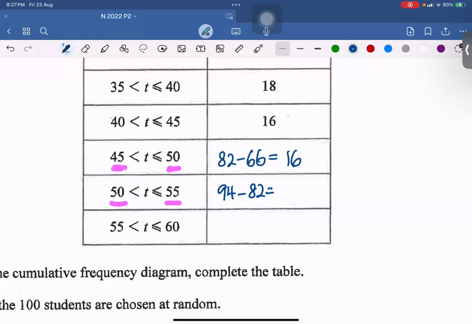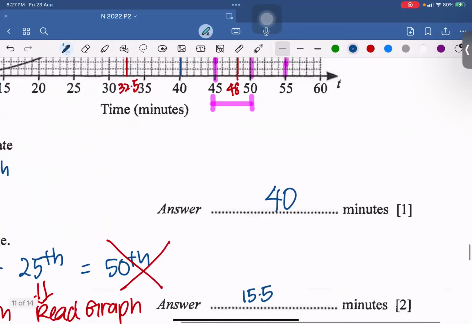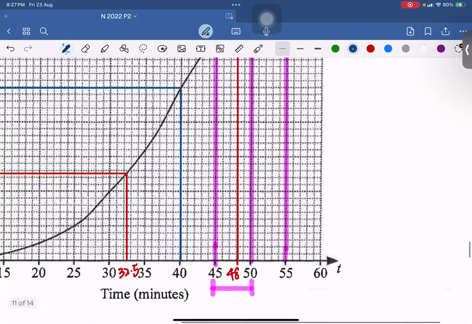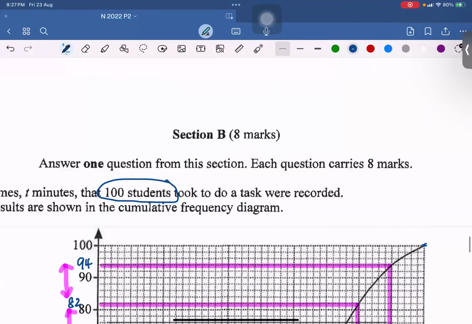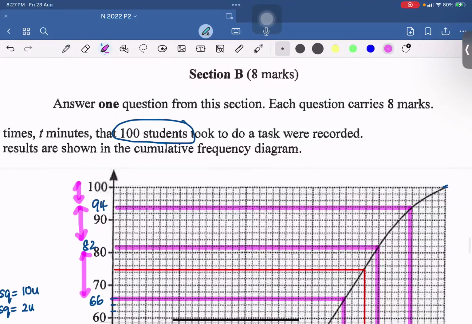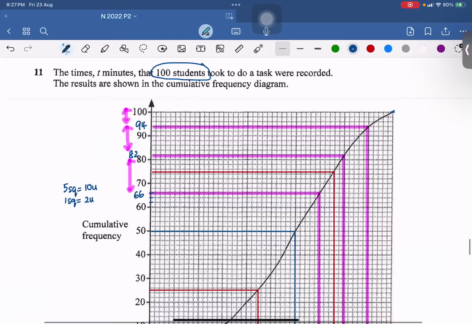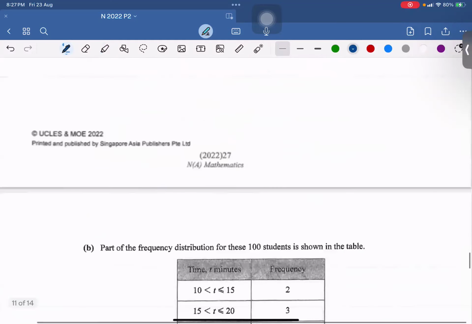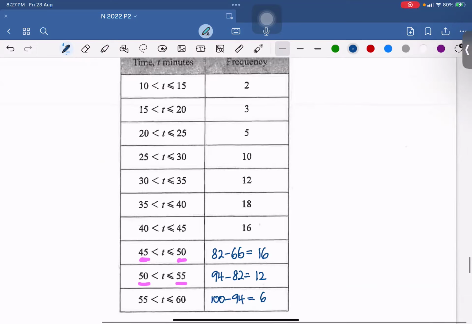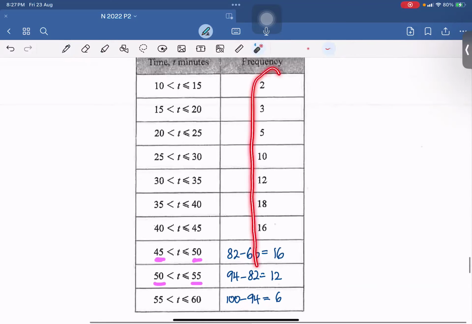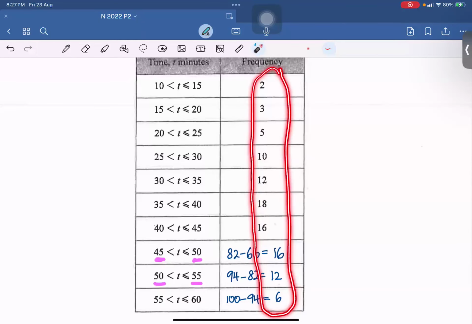And of course, we know our total, the last number, must be 100, right? So I'm going to take 100 minus 94, the last interval, which is 6. Okay, to make sure and double check our answers, we need to add up and make sure all these are 100. Let me just double check my answer, okay?